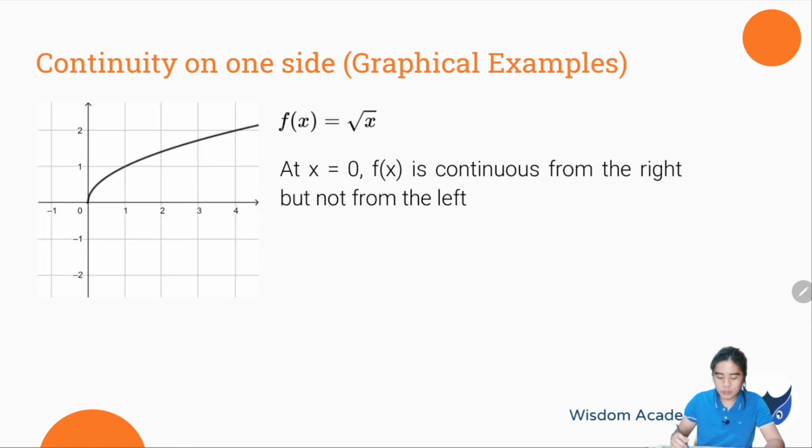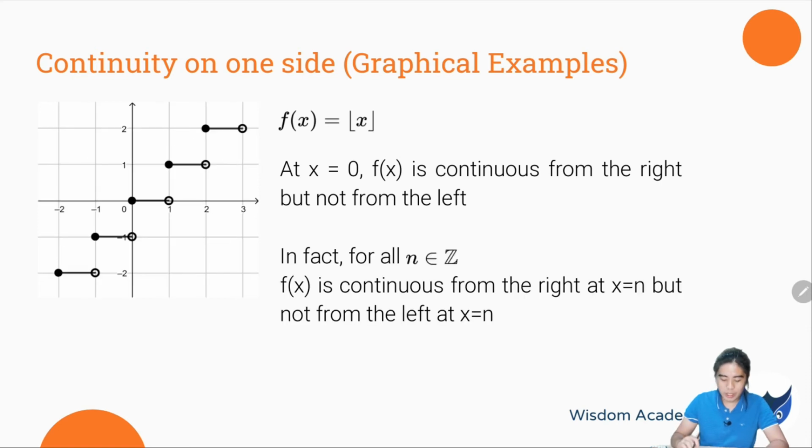Okay? So, graphical example. So, hanapin natin yung continuity ni square root of x at x equals to 0. So, at x equals to 0, f of x is continuous from the right since the limit is equals to 0 and the value of f of x at x equals to 0 is 0 rin. Pero from the left, the limit does not exist, so hindi siya continuous from the left. Okay? Yung floor functions naman, so f of x is continuous from the right but not from the left at x equals to 0.